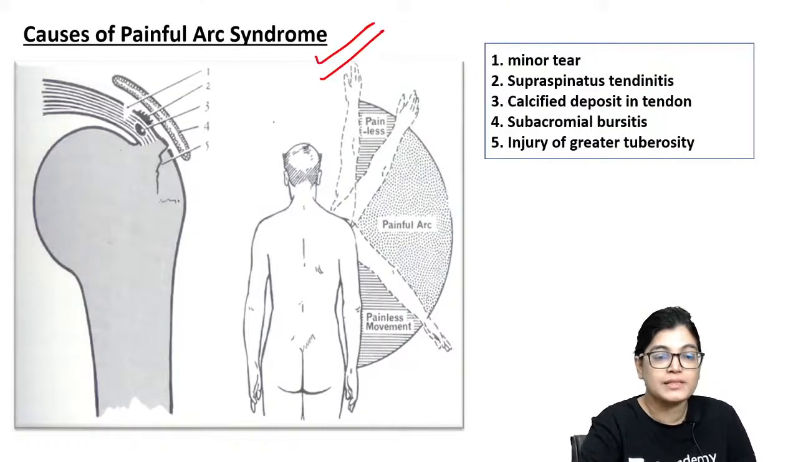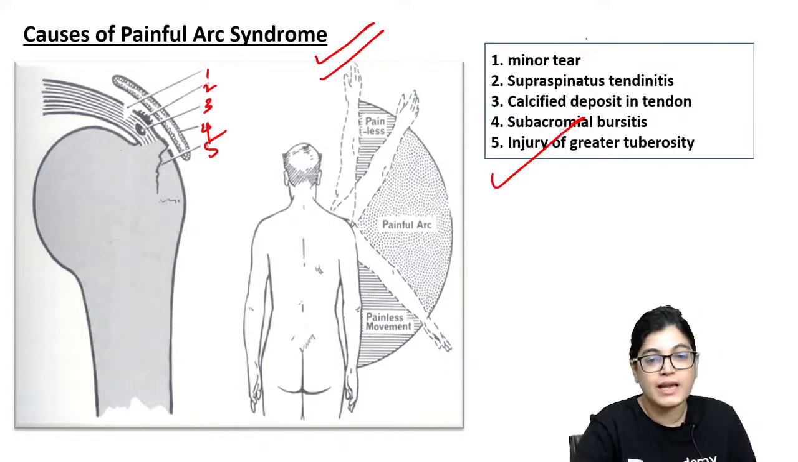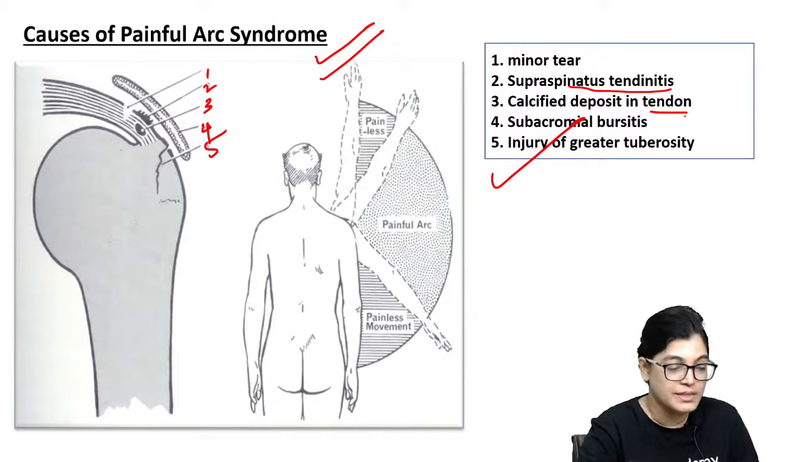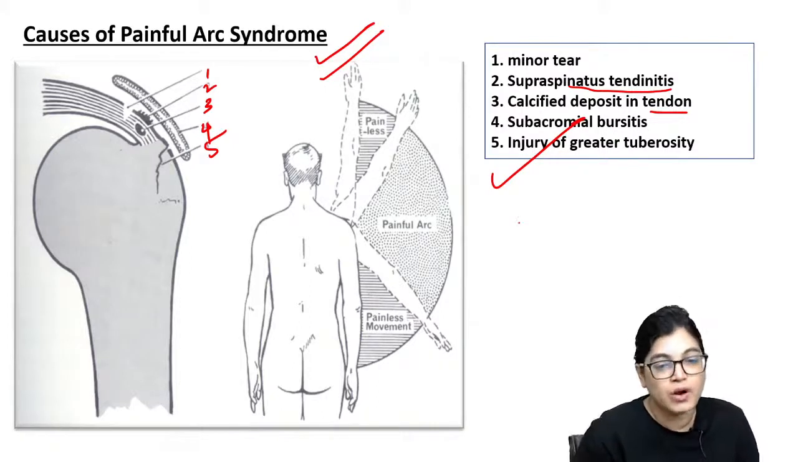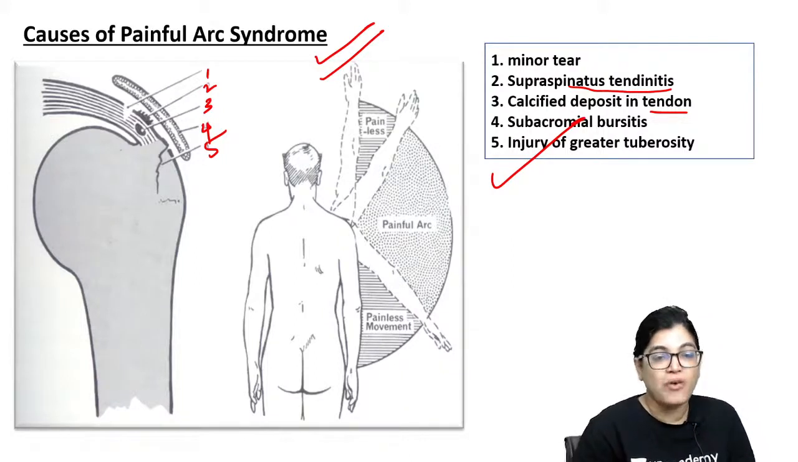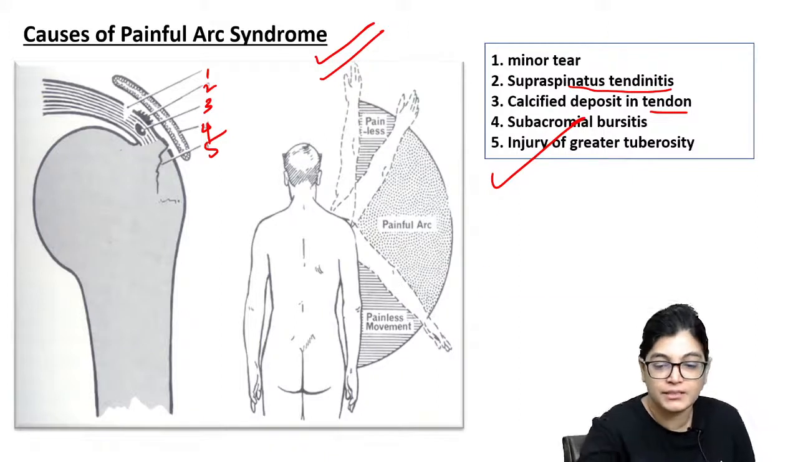Now, painful arch syndrome: these 5 are the reasons. It can be due to a minor tear of the supraspinatus muscle, supraspinatus tendinitis, inflammation, calcific deposits in the tendons of the supraspinatus muscle, subacromial bursa, or injury of the greater tuberosity of the humerus. So these are the 5 causes of painful arch syndrome highlighted here.